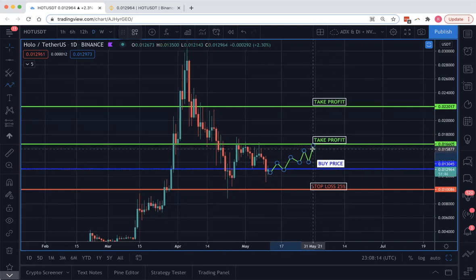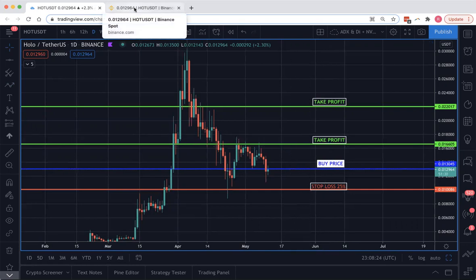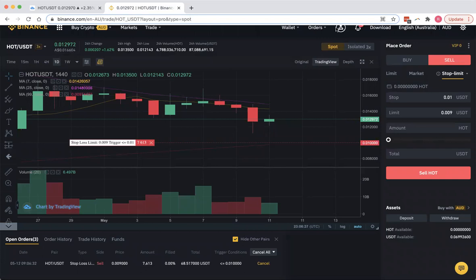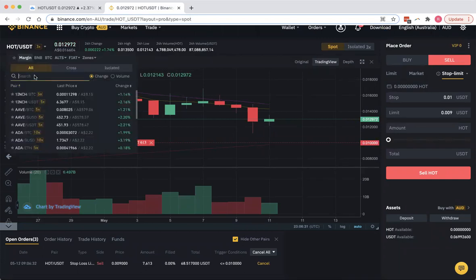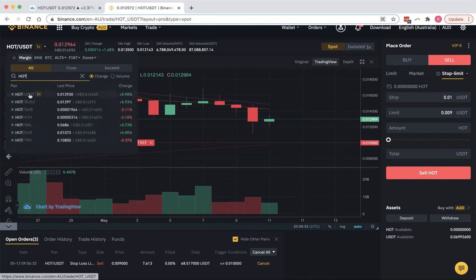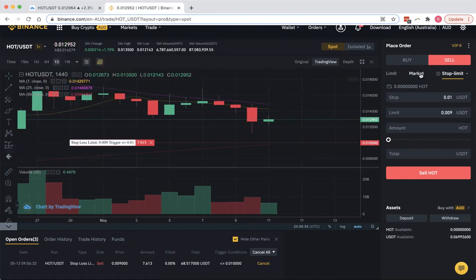So when we get to the approximate take profit sign, we will then post a take profit signal on the Telegram group. Now, if you wanted to take some profit off the table at this time, you'll go into Binance, you'll find HOT again, and then you've got the option to sell.